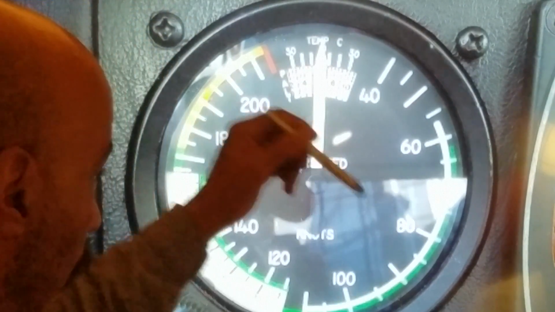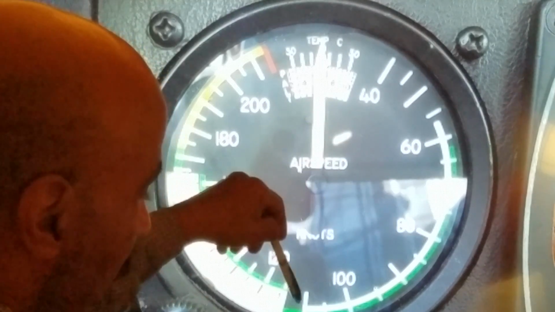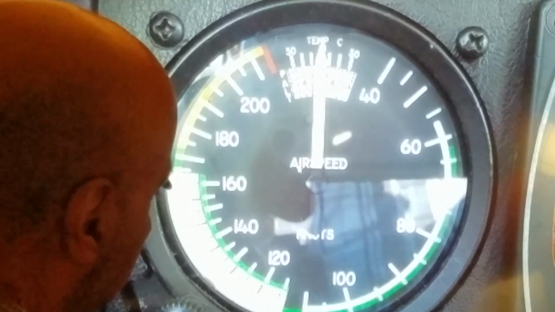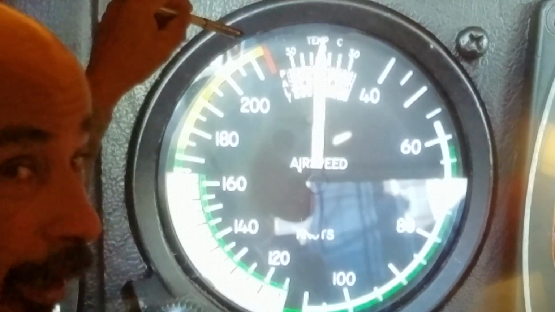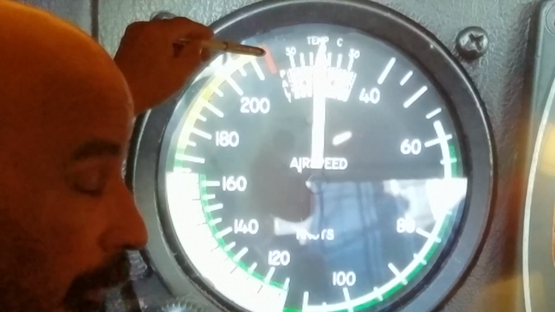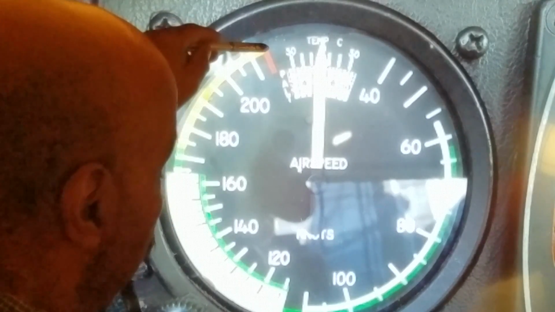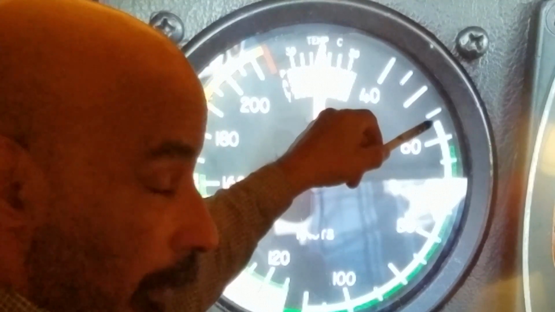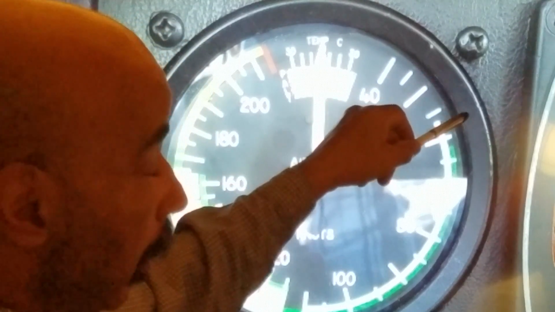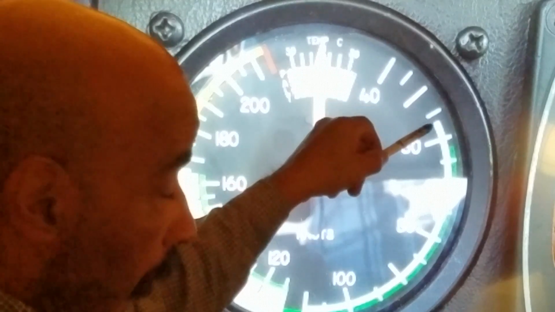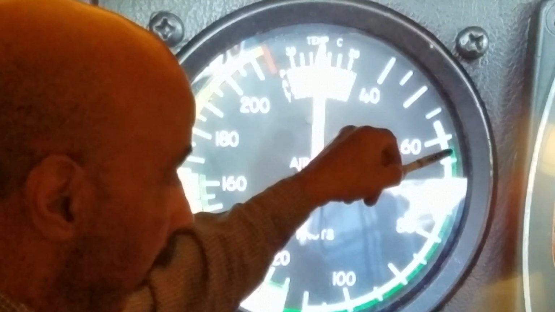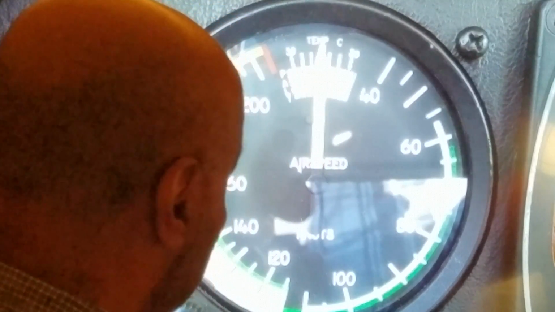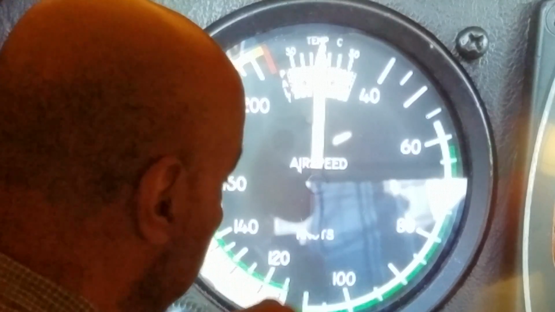All right, that's one review. White arc, flap operating range. Green arc, normal airspeed, normal operation range. Yellow, smooth air, caution range. Red line, don't go faster than that. Velocity never exceed, or VNE. Bottom end of white, flaps and gear down, stall speed, dirty. Bottom of green arc, flaps and gear up, stall speed, clean, of this aircraft. It stops flying at the bottom of those arcs.